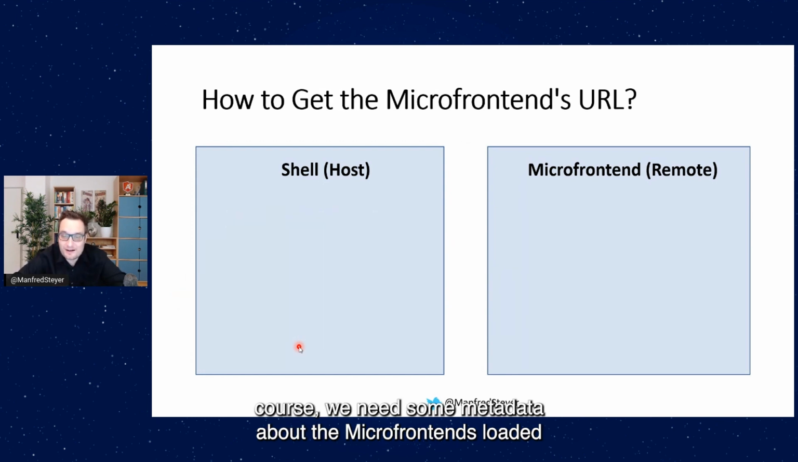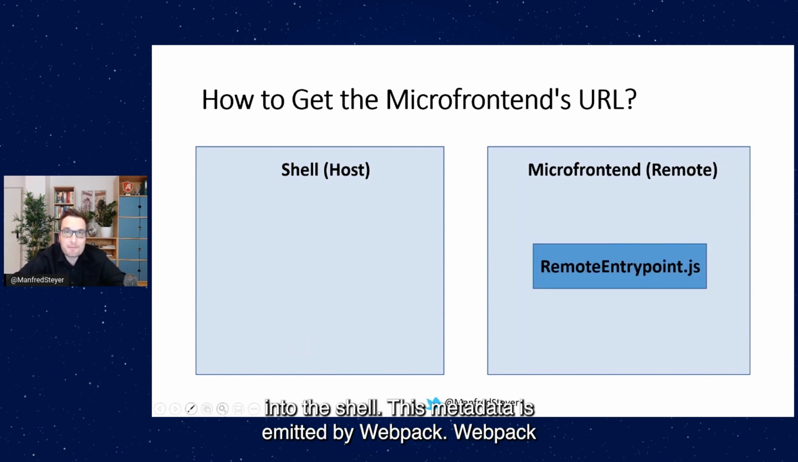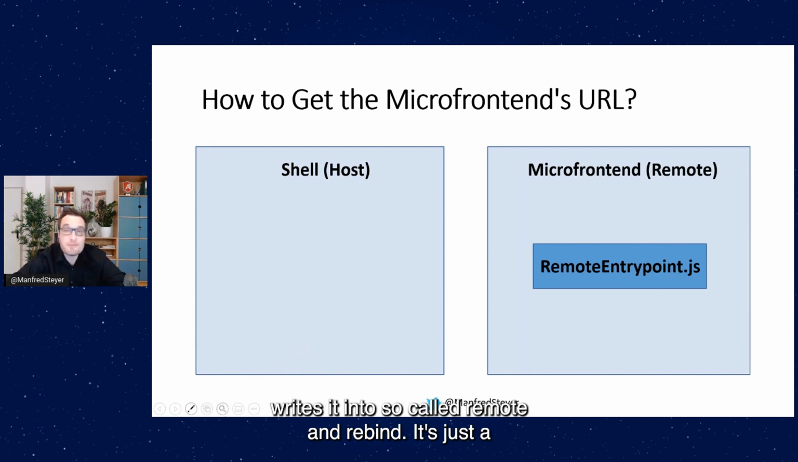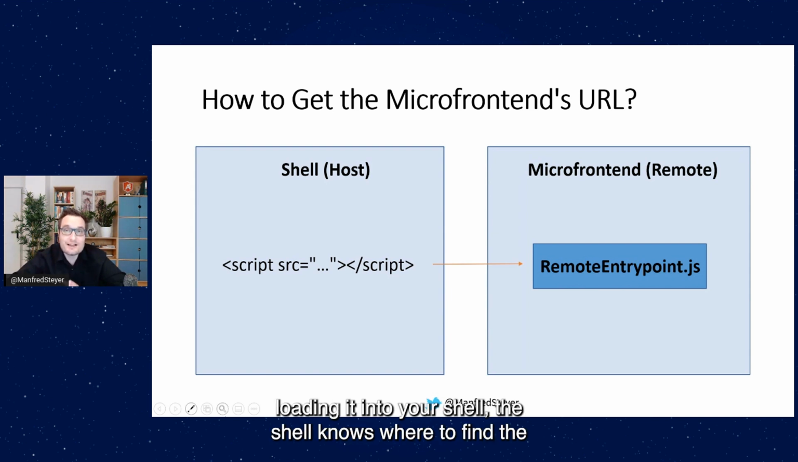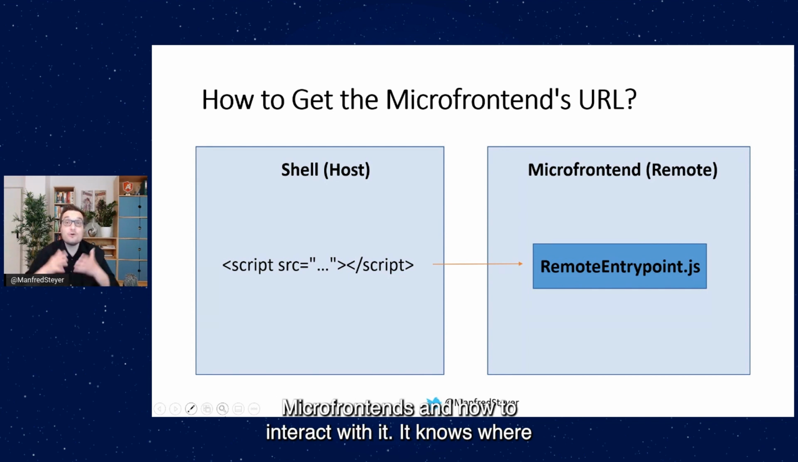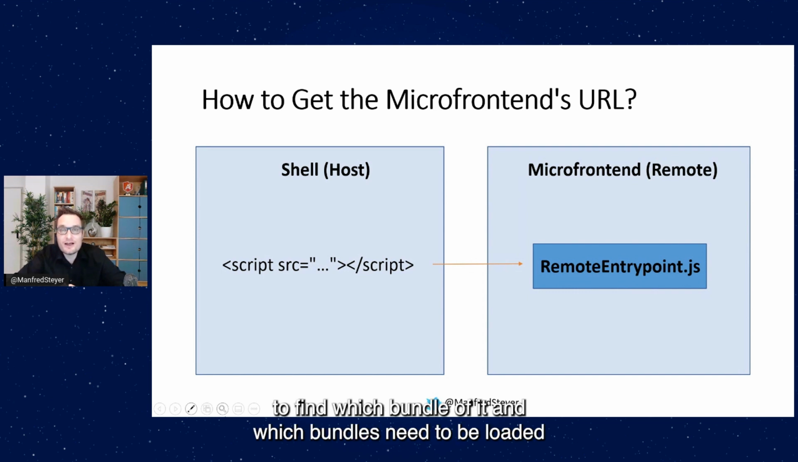Of course, we need some metadata about the micro frontend to load it into the shell. This metadata is emitted by Webpack. Webpack writes it into a so-called remote entry point. It's just a JavaScript file. This JavaScript file has about 2 or 3 KB in production, and you need to load it into your shell. By loading it into your shell, the shell knows where to find the micro frontend and how to interact with it. It knows where to find which bundle of it and which bundles need to be loaded for specific use cases. The metadata also tells the shell which dependencies the micro frontend needs.